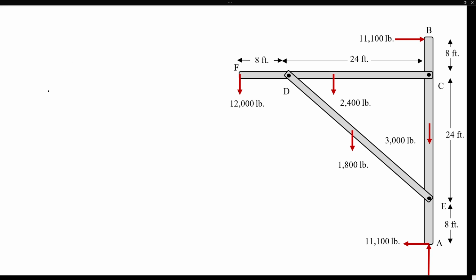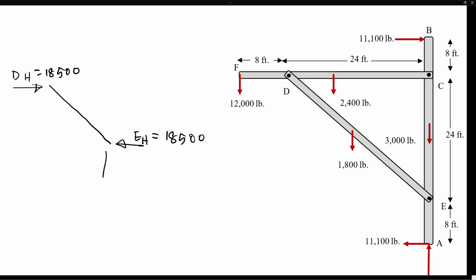So right here, the DE member. If we redraw that, we found that DH was 18,500, and then here we got the EH in this direction, the horizontal component, 18,500, and then the vertical component at E was in the upward direction, 19,400, and then the vertical component at D of the DE member was downward, which was 17,600, and the weight was also downward as well.